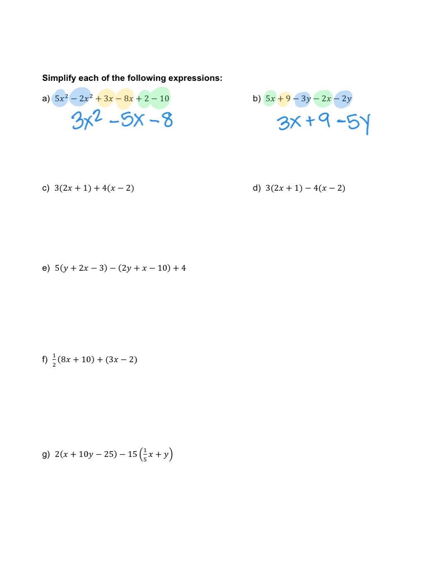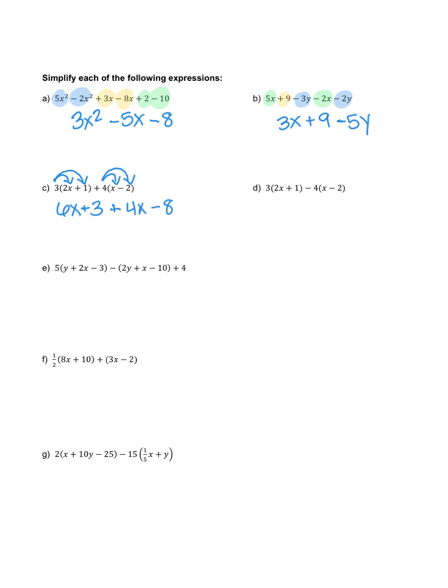Next we have letter C. We have 3 and we have these parentheses. Let's be sure to distribute that 3 to the 2x. So 3 times 2, 6x. Distribute that 3 to the 1. 3 times 1 is 3. Now we bring down that plus sign again. We have 4, distribute to the x, 4x. 4 distributed to the -2, so 4 times -2 is -8.